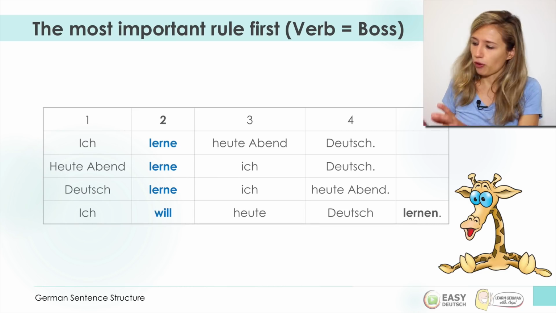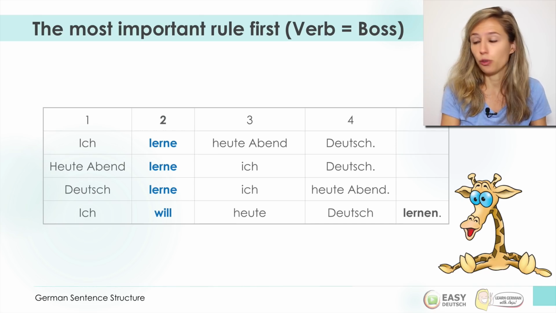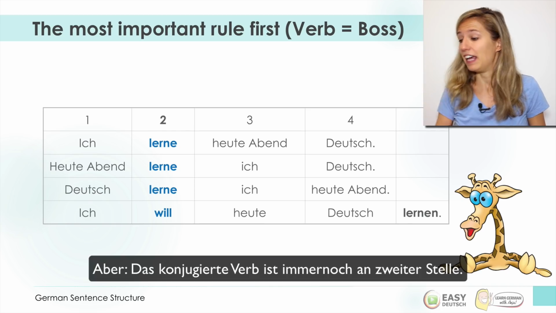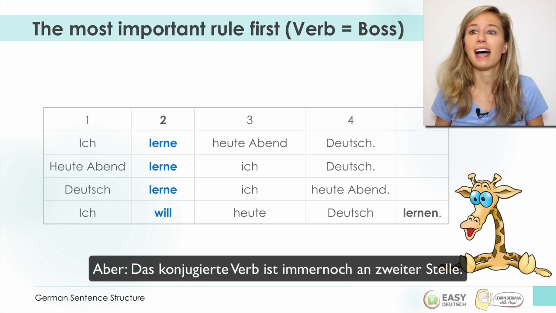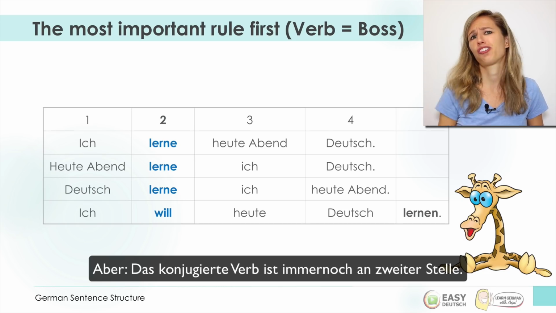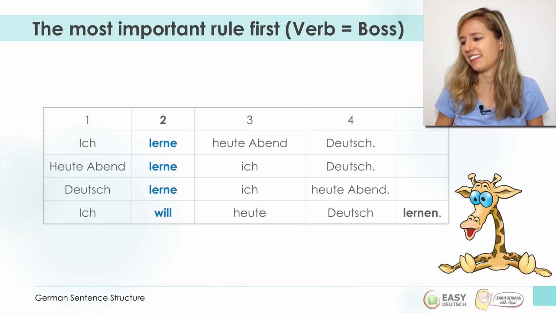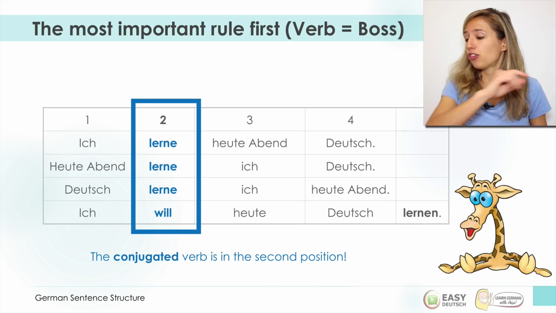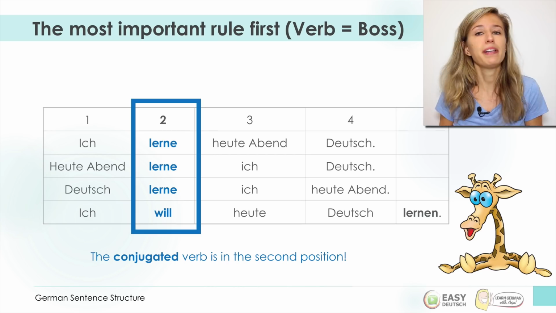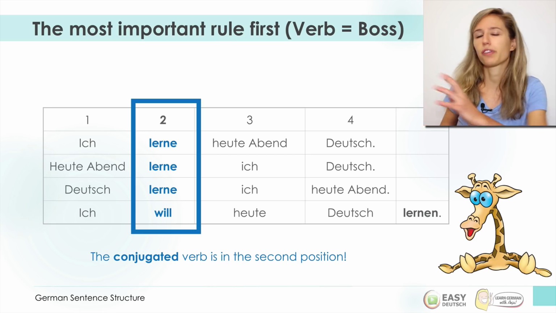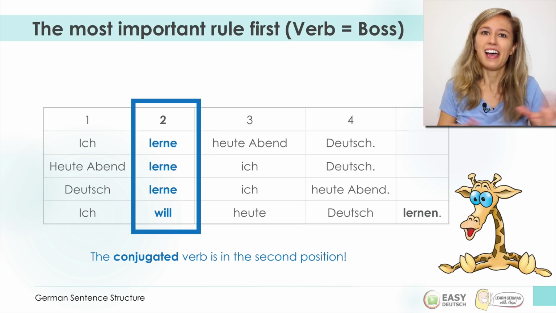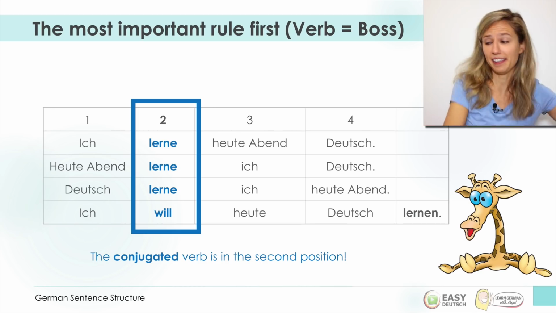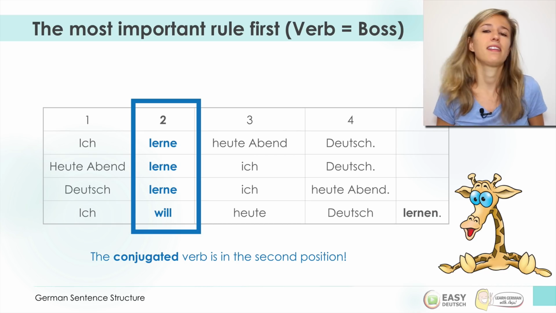And for example, if you have a modal verb, wollen, to want, you would say, ich will heute Abend Deutsch lernen. Aber das konjugierte Verb ist immer noch an zweiter Stelle. The conjugated verb is still in the second position, and that's will. Okay, so you see, the conjugated verb is in the second position. For simple sentences, it's like this. In this course, we will also talk about other things, yeah, more complicated sentences when the verb goes to the end and like this. But for simple sentences, it's like this.